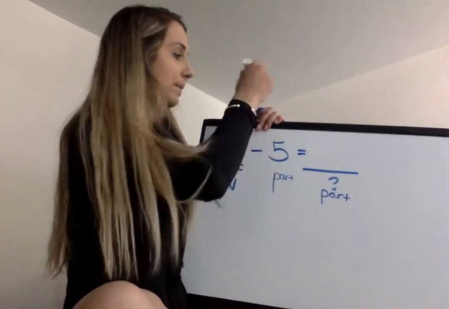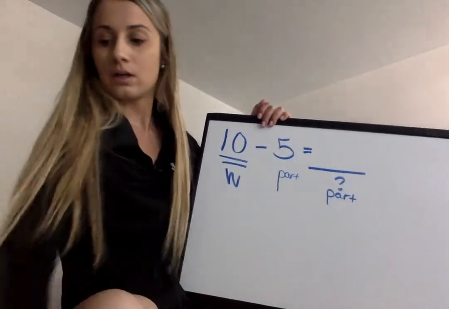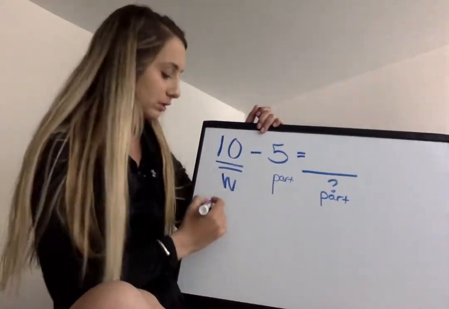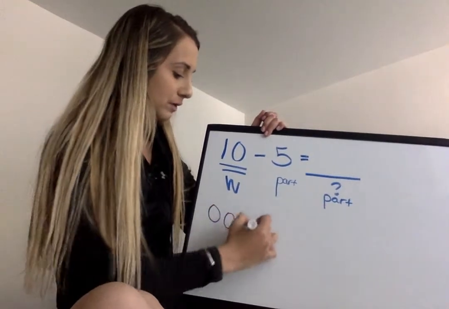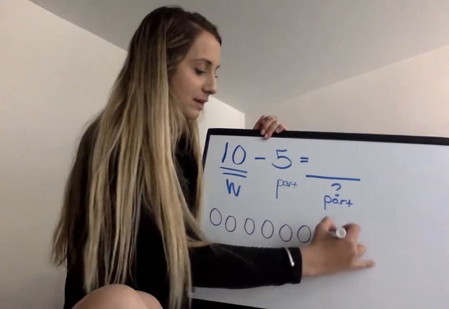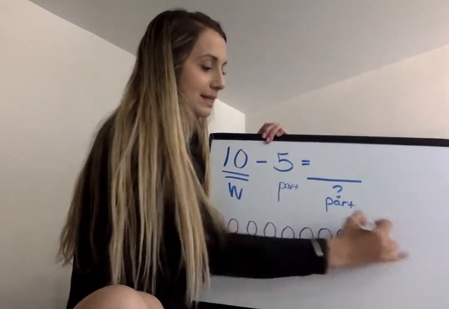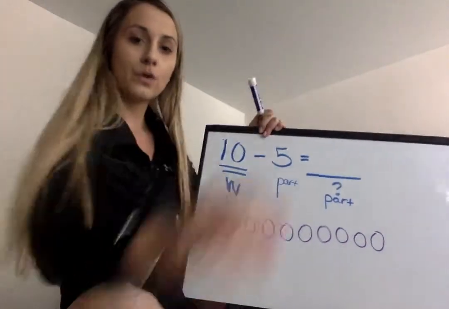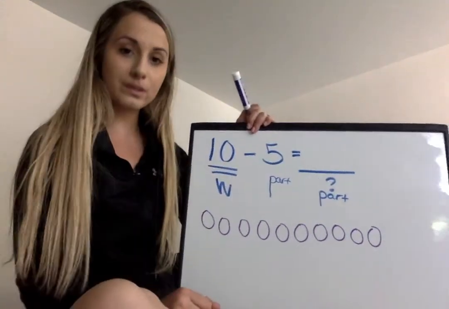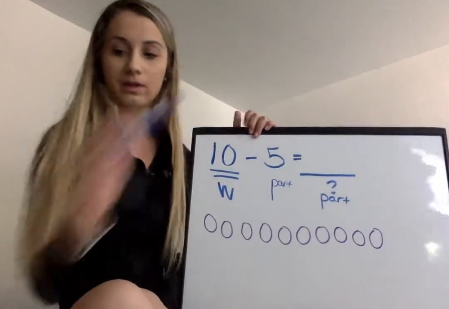And our remainder part is our answer. So here, again, we're going to start with drawing 10 circles. 1, 2, 3, 4, 5, 6, 7, 8, 9, and 10. So remember, we have 10 circles because our whole number was 10. That's how many we are starting with.